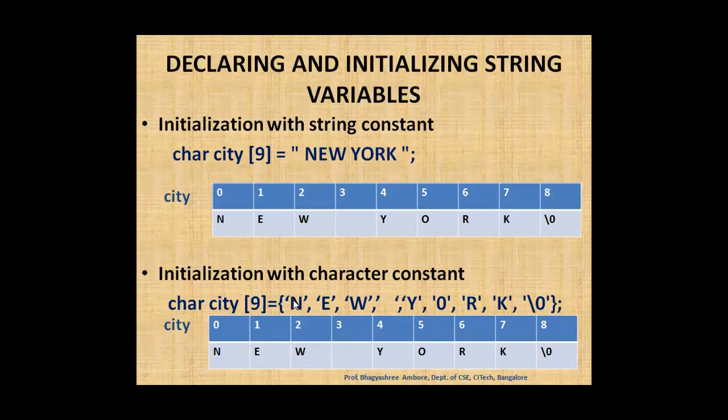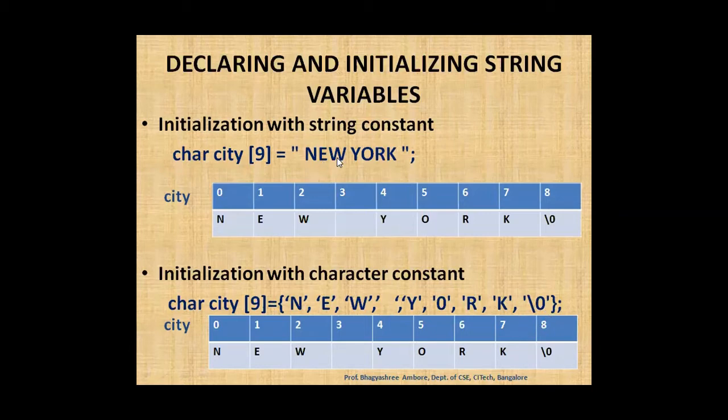Now I'm giving it character by character. First I'll start with N, E, W, space, Y, O, R, K. Everything will be enclosed in single quotation marks. N is enclosed in single quotes, E is enclosed in single quotes, and the space is also enclosed in single quotes. All the characters are given one by one. In this case, we have to tell the compiler that I am done with the initialization, this is my end. And how to mark it? With the null character.